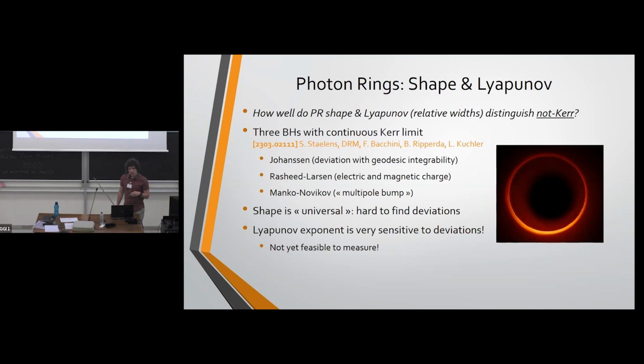The black hole, the horizon? Yeah, you can do that. You can squash it. So Manko-Novikov is basically like taking the Kerr black hole and then adding a little squashing in a certain multipole way. It's squashed, but the way that you measure the photon ring, it still gives you an ellipse. I can say more about this if you want.